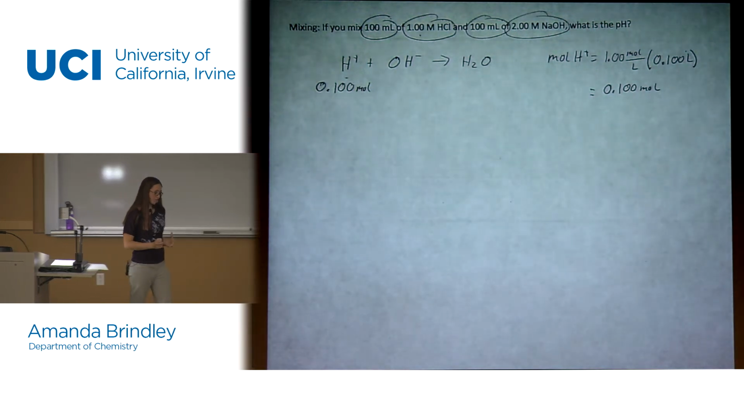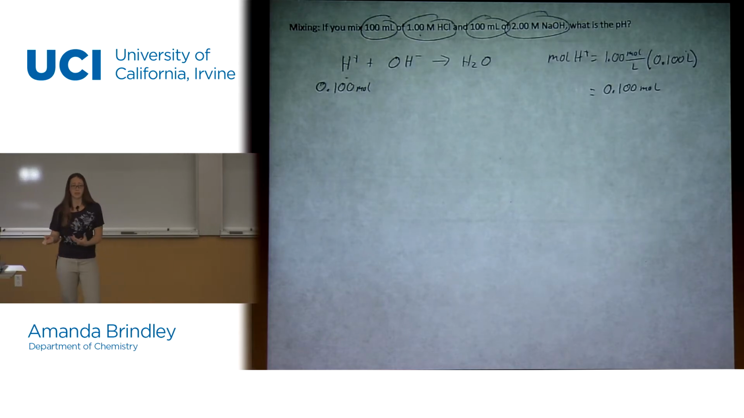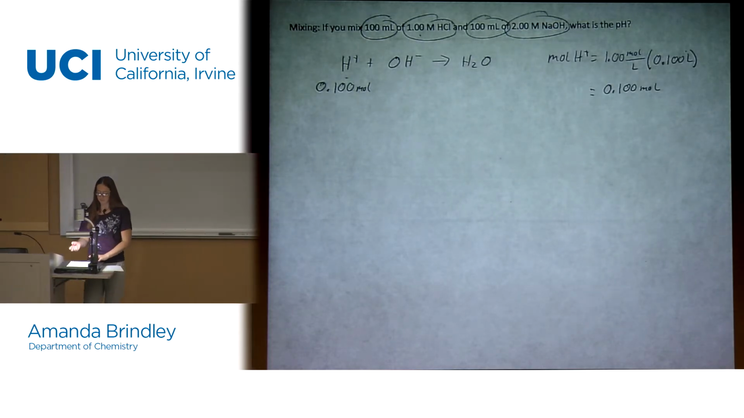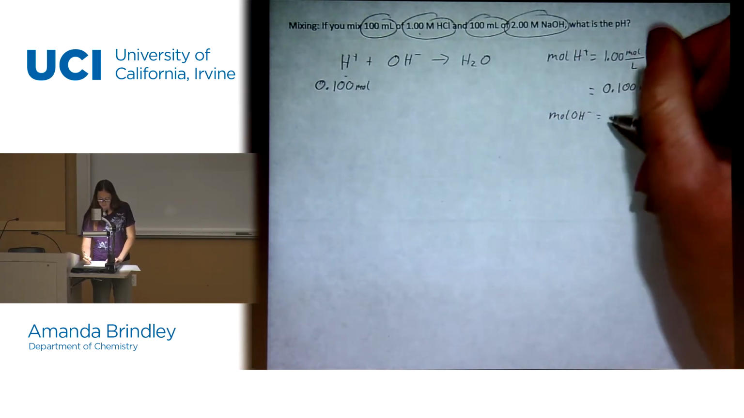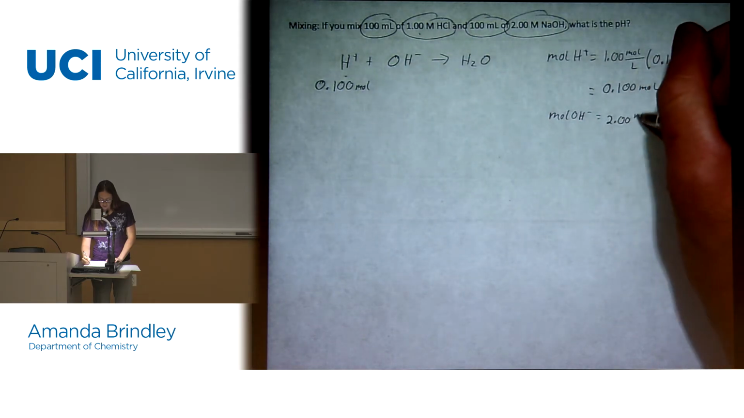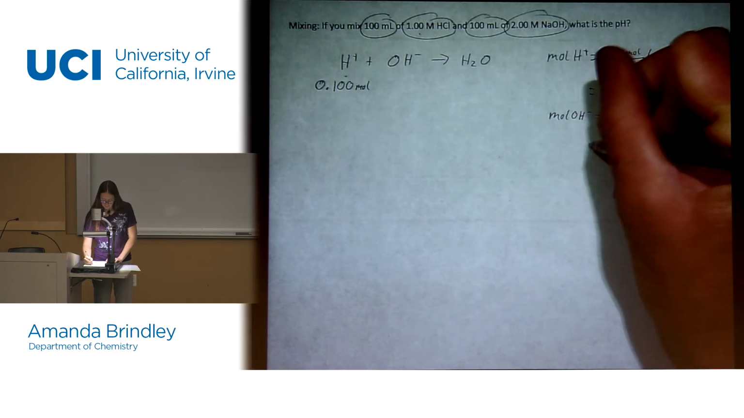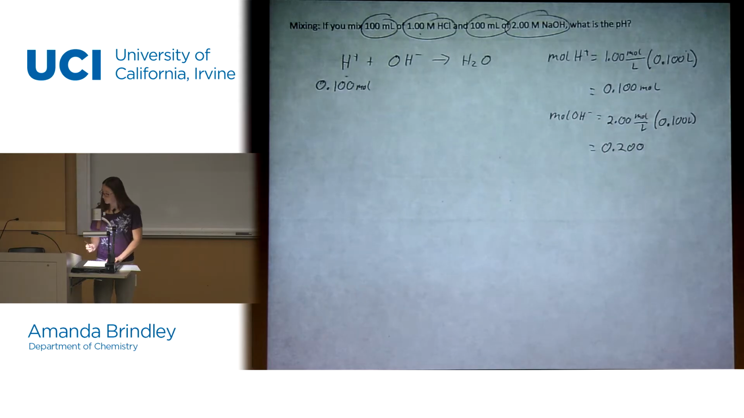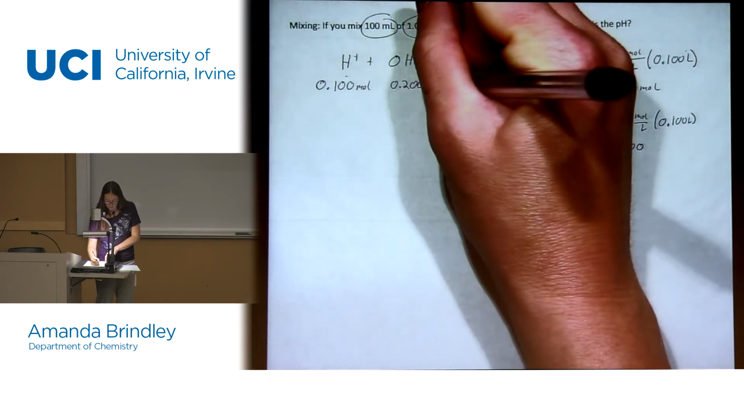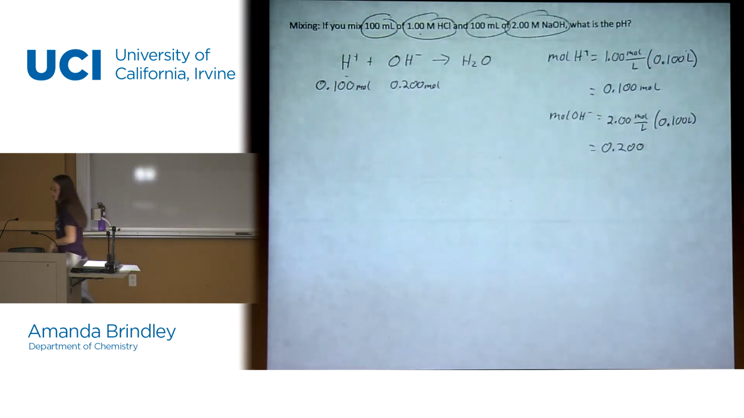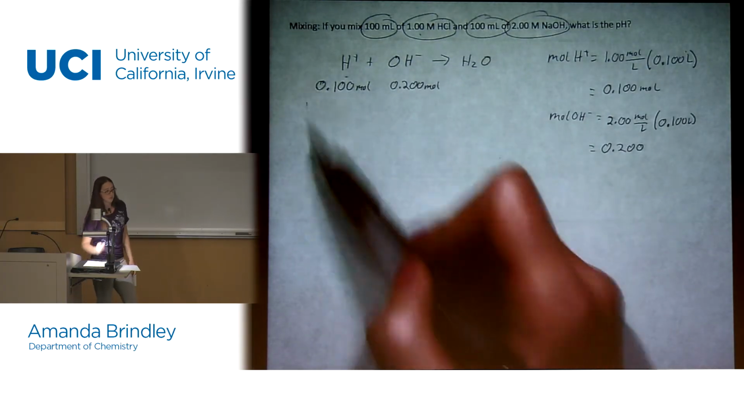This is not really a nice chart. This is me just keeping track of what I know and what I don't know, so that's why I'm not writing ICE along the side, because there's no equilibrium here, at least not one that we're worried about. We'll do the same thing for OH. For OH, we have a 2 molar solution, and we still have 0.1 liters. I'm putting moles next to each one. You could also just write moles along the side if you wanted.